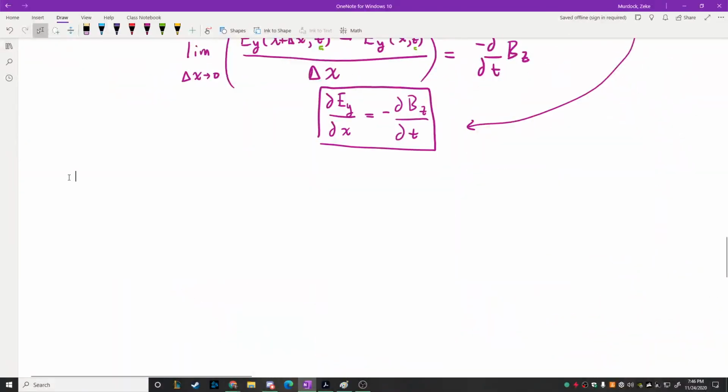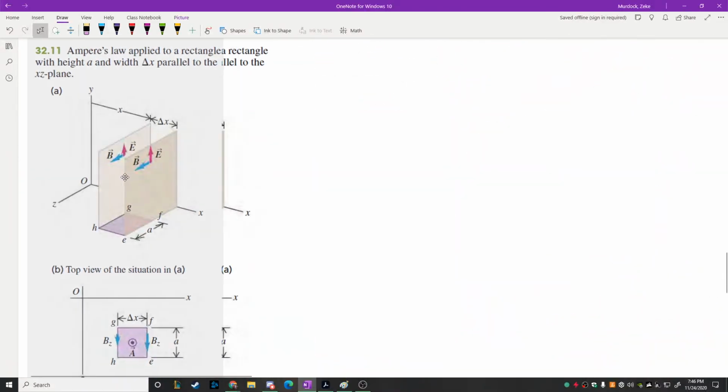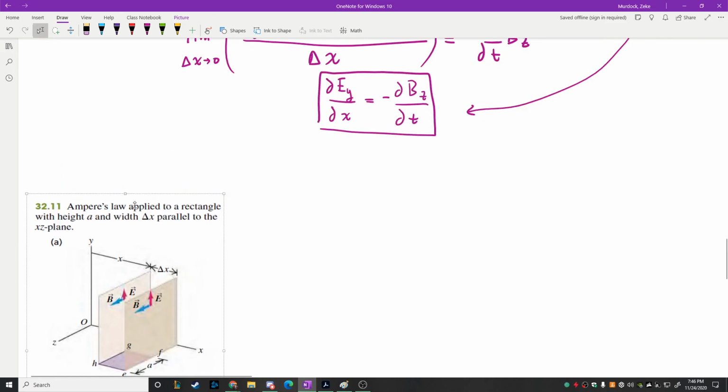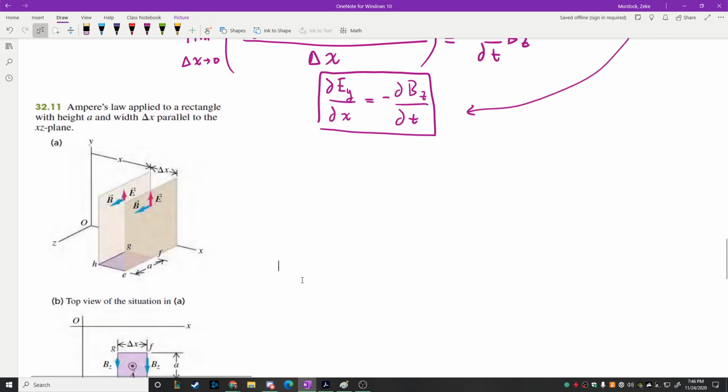Okay, so this one I'll go through a little bit more quickly because we'll know all the answers already. So now we're going to apply Ampere's law. Exact same picture as before. We've got two plane waves separated by a distance delta x. Electric fields and magnetic fields are drawn here.